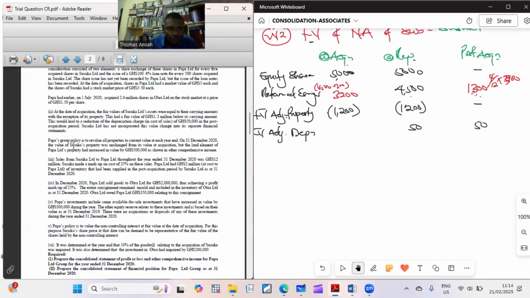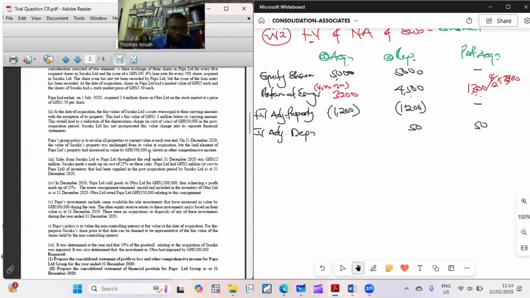All right. So this is it. But the land elements are seen in other comprehensive income. So that one is in Papa's book. There is a revaluation that has been done, and we will do anything of it inside Papa's workings 5, if there is anything to be done at all. So it increased by value 500.